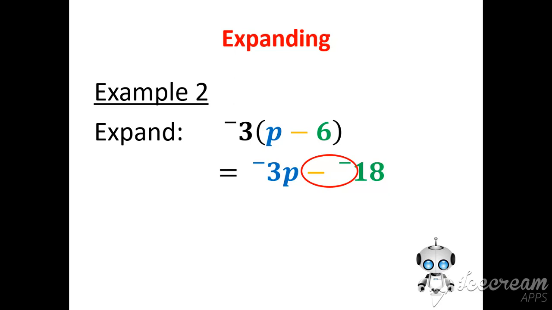Now, you'll see a subtract and a negative. And you need to know your integer stuff by now, that two negatives make a positive. Subtract and a negative make a positive. So we're going to replace these two with a plus. And we're going to write down negative 3p plus 18. So our final answer is negative 3p plus 18.